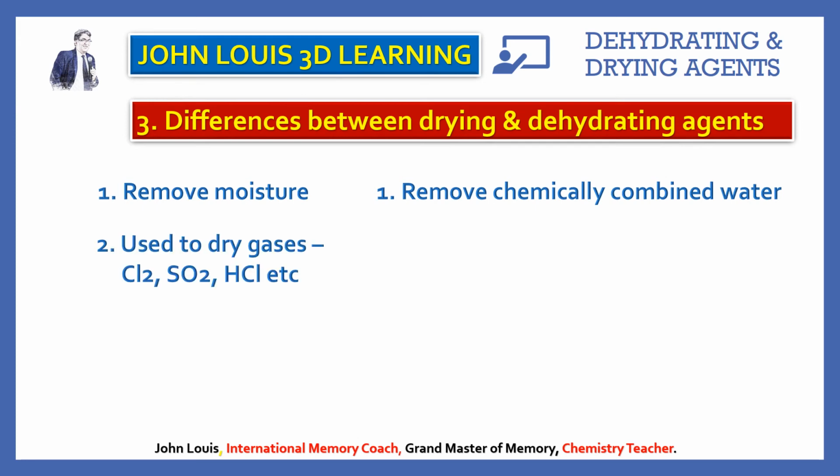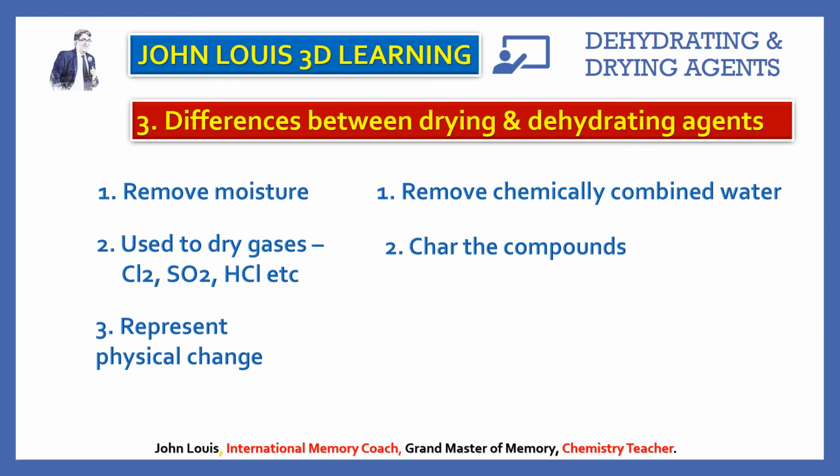Then the second: drying agents are used to dry gases like chlorine, sulfur dioxide, hydrochloric acid, etc. When a drying agent is kept in a jar of chlorine, sulfur dioxide and HCl, it will absorb the moisture present in these gases without affecting the gases. But a dehydrating agent chars the compounds. It chemically removes the water molecules, thereby it chars the entire compound. What is the third one? Drying agents represent physical change. They change only the atmosphere by removing the moisture around that substance without affecting the substance. Therefore there is only a physical change.